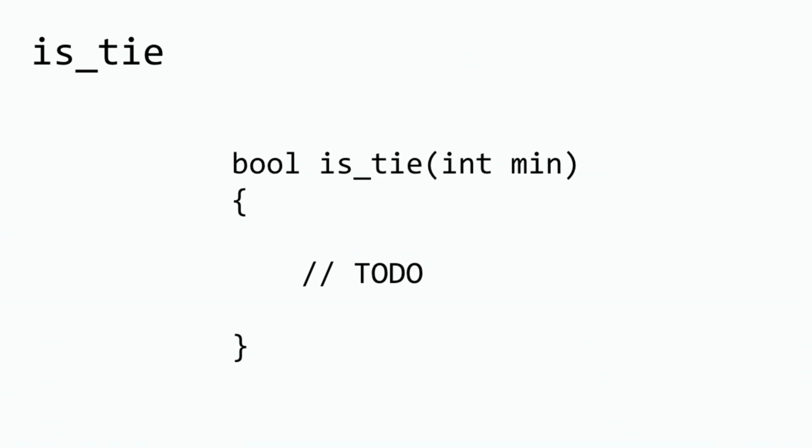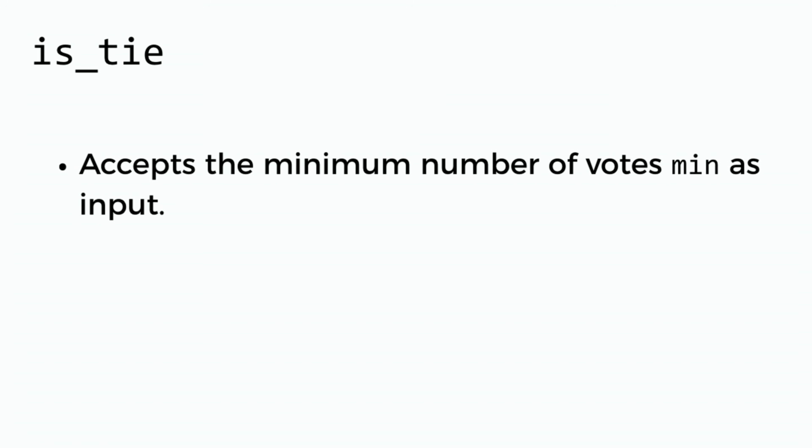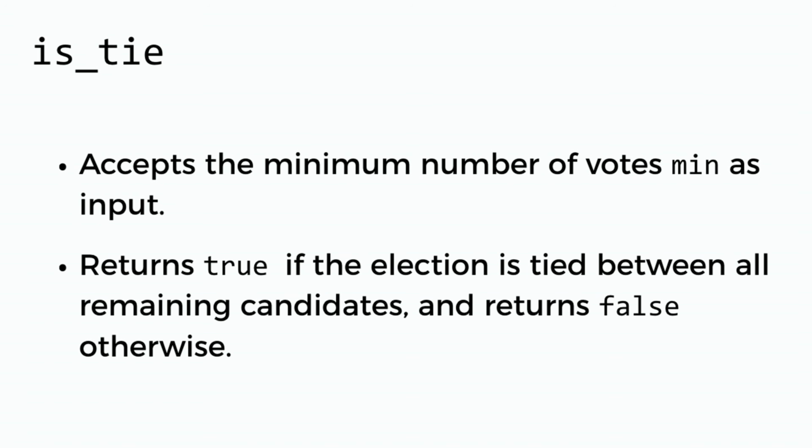The next function you'll implement is called isTie. And the job of isTie is to decide whether or not this election is tied between all of the remaining candidates. So, how does this function work? Well, the function will take as input an integer called min, which is that minimum number of votes that you calculated inside of the findMin function. And isTie should return true if the election is tied between all of the remaining candidates. If it's not tied between all of the remaining candidates, then your function should return false.